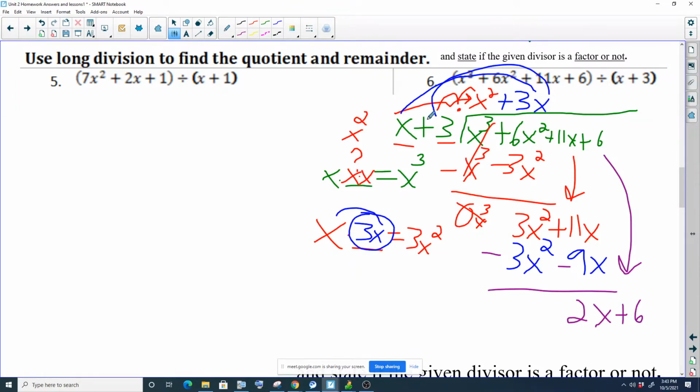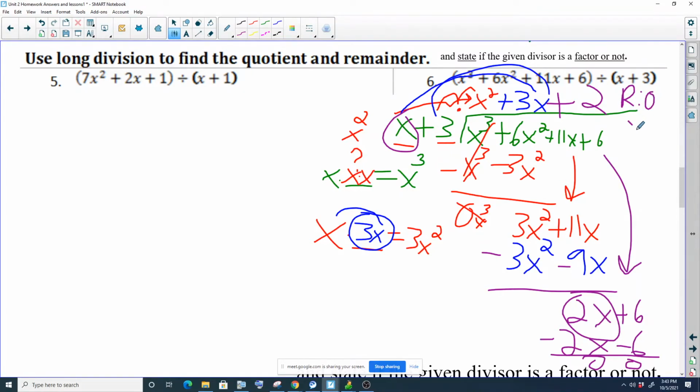So now how does x become a 2x? Well, you just times it by a 2. And so x times 2 is 2x. And 3 times 2 is 6. Yay, they both match. And now when you change the signs, they both go to 0. Both go to 0. So that means we have a remainder of 0.